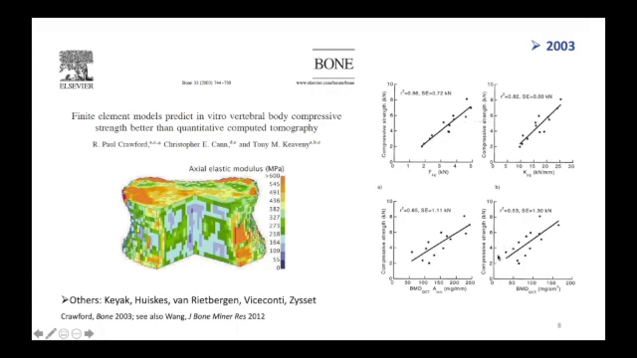And then the bottom two graphs are just measuring things like bone mineral density from the scan, and they did not work as well. So the take-home message was captured in the title: finite element models predict vertebral body strength better than quantitative CT. We felt that was a big deal, and that was 2003.